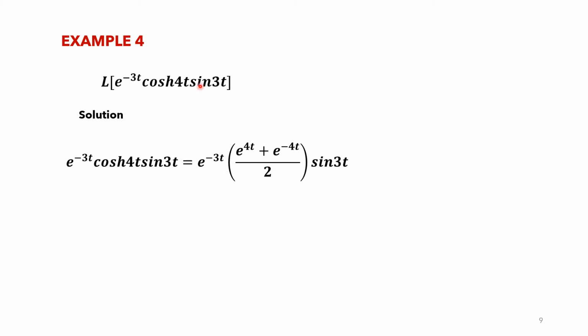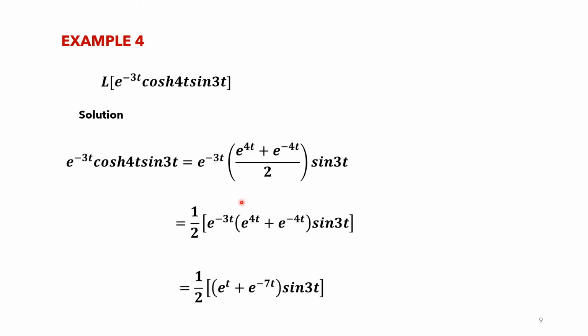Why are we doing this step? Because for cos hyperbolic t also we have the formula in terms of e raised to. Taking 2 outside, opening the bracket, we will get e raised to t plus e raised to minus 7t into sin 3t. Again open the bracket, so we will have half of e raised to t sin 3t plus e raised to minus 7t sin 3t.